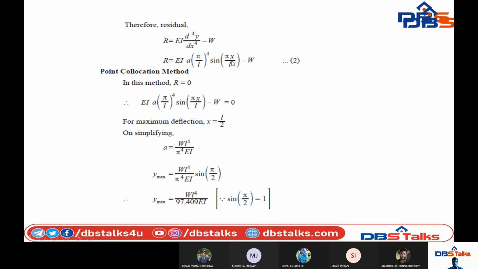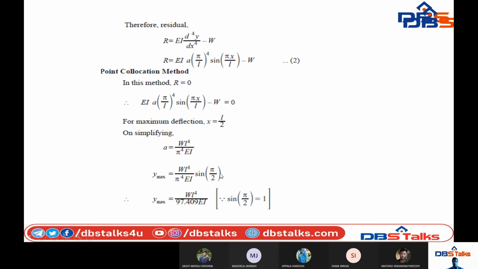Pi x by L, x equal to L by 2. After that, I get the value of pi by 2. Sin pi by 2, that is sin 90, equal to 1. We already know that sin 90 equal to 1. Sin 45 is 1 by root 2.